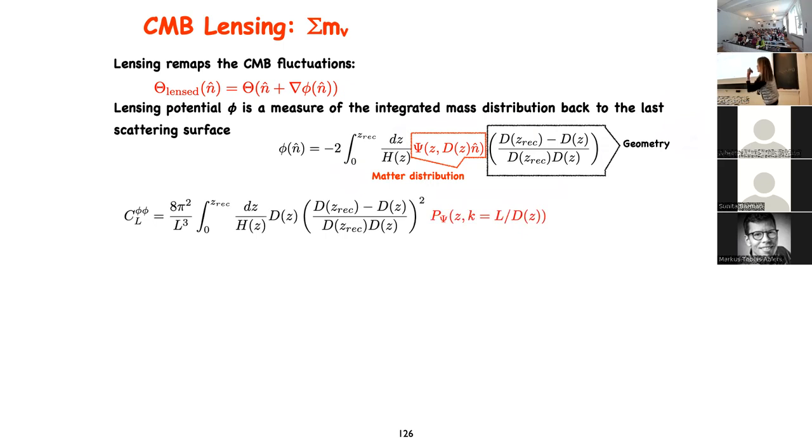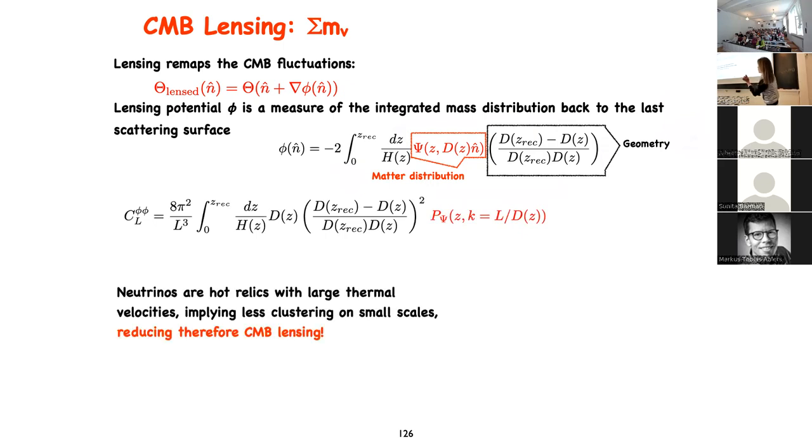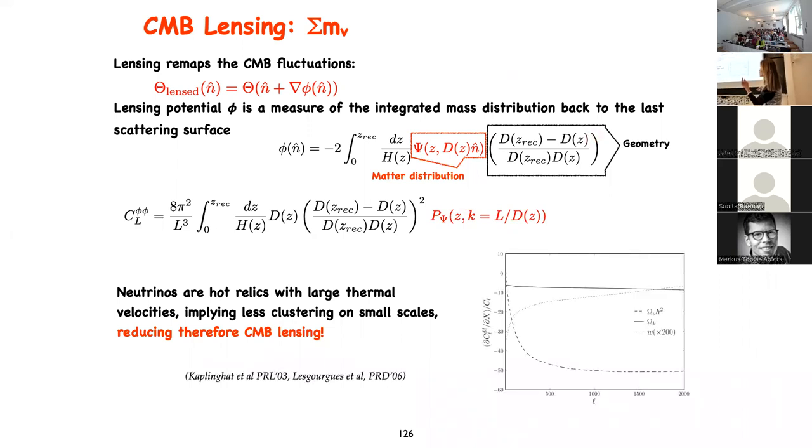So this is the power spectrum of the lensing potential, okay? And the most important thing I want to show you here is that neutrinos are hot dark matter. They don't cluster at small scales. So they reduce lensing, okay? They reduce lensing on a small scale. You can see here the derivative of the lensing power spectrum. And you can see that as the neutrino mass is increased, it's greatly reduced, right? I mean, the effect is quite big.